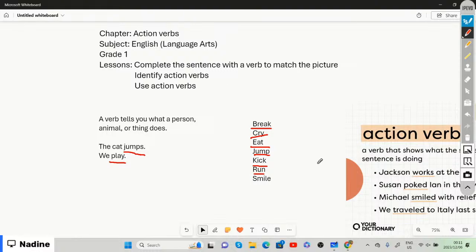And smile. If you never knew that smile is an action verb, now you know that smile is a verb. If you are smiling or if you smile, then that is an action. It's something that you are doing. So even as much as we cannot see each other, you are actually doing some action.